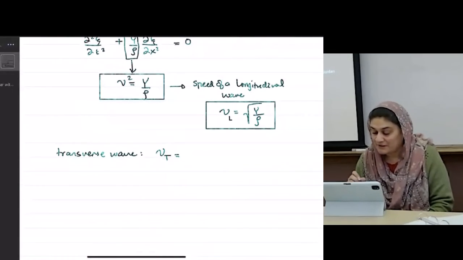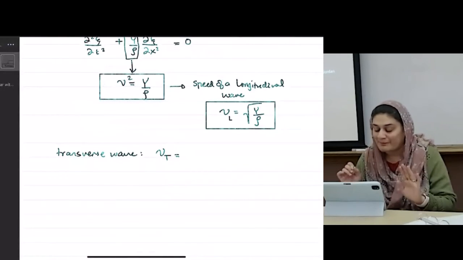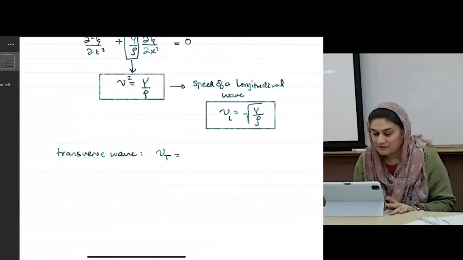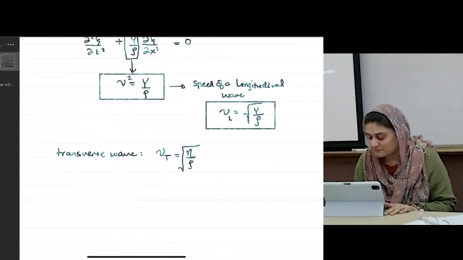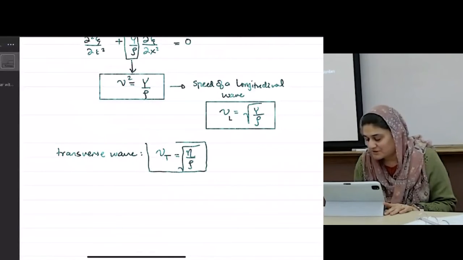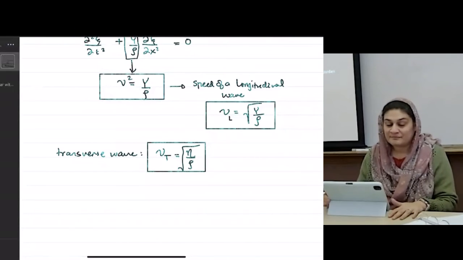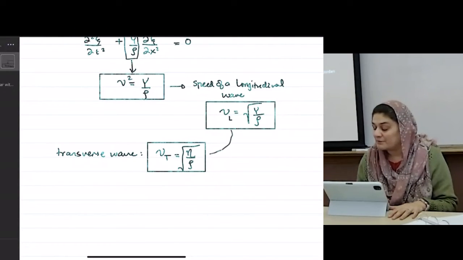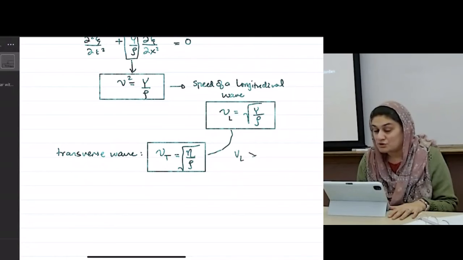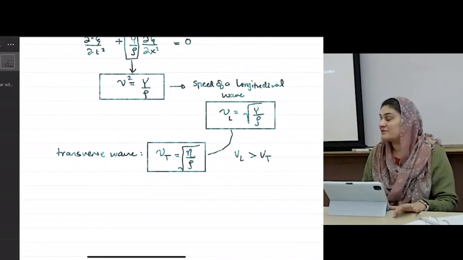And the definition of it, I'm just going to give you the definition. You should probably write this down somewhere. It's going to be the square root of eta over rho. You see the similarities? One just has a Y and one just has an eta. Also, thing to remember, vL is usually greater than the transverse velocity.